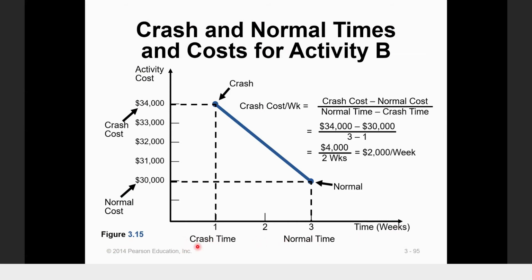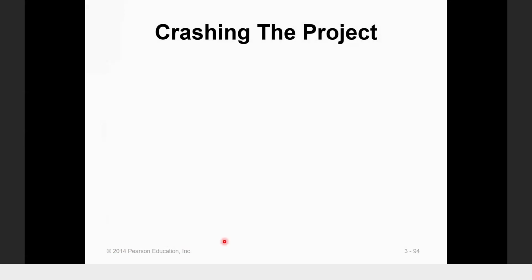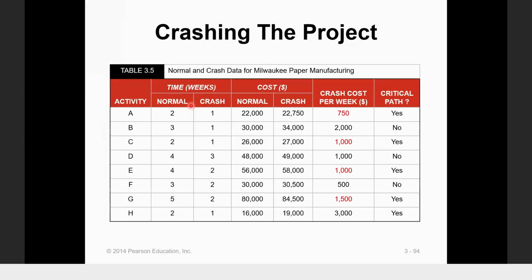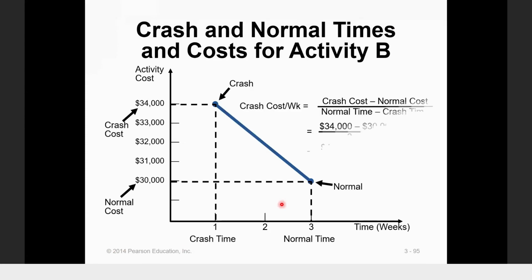So in the table, we have crash time. You need this information to do crashing. We have normal time, crash time, normal cost, crash cost. So we need to find the slope. The crash time will be shorter than normal time. Normal time is 3, crash must be less than 3. And when we do the crashing, the cost will be high. Shorter time, higher cost. Normal time, the cost will be normal cost.